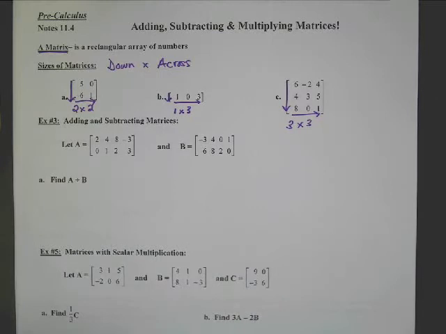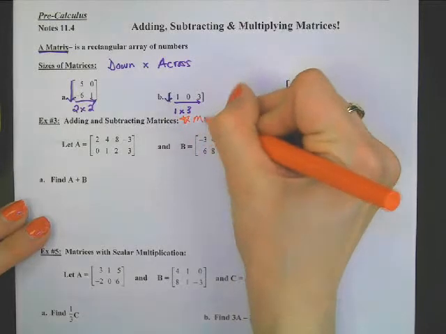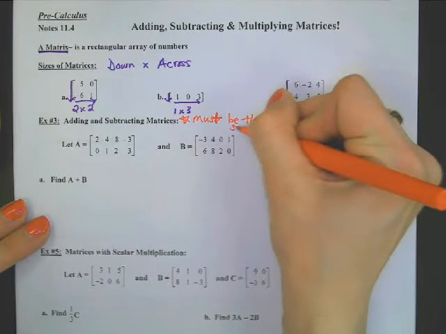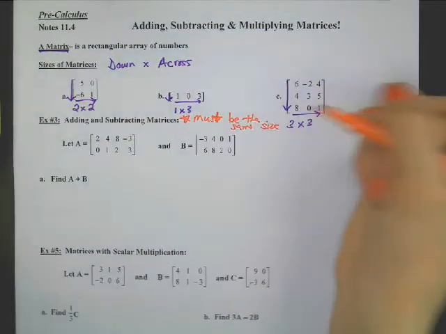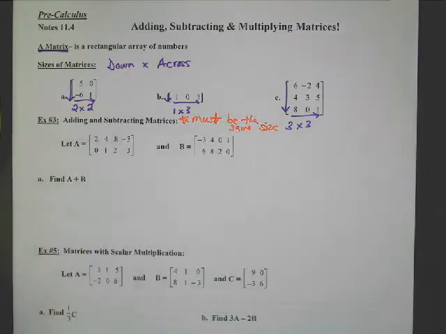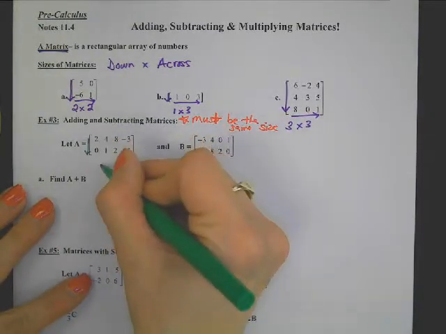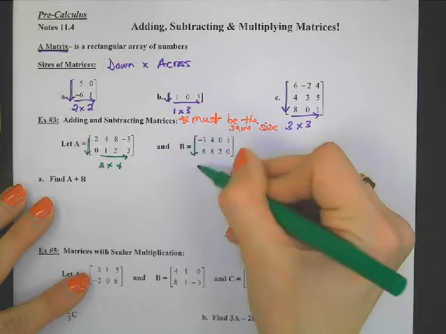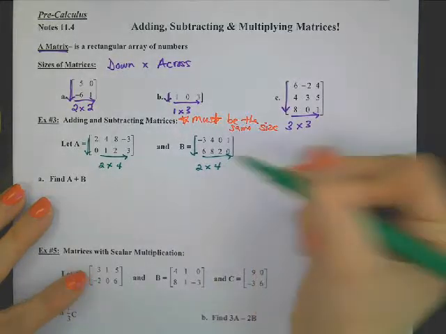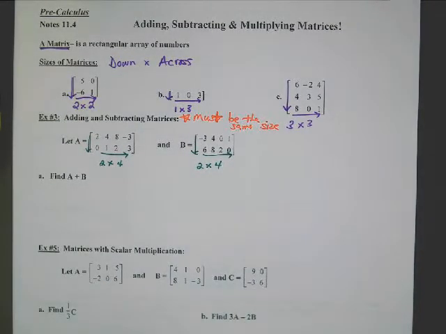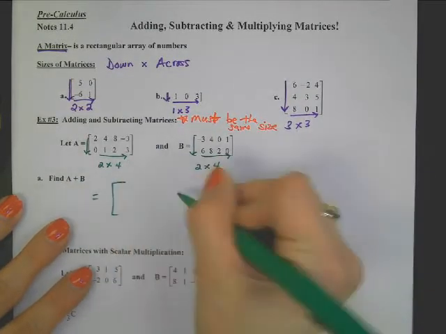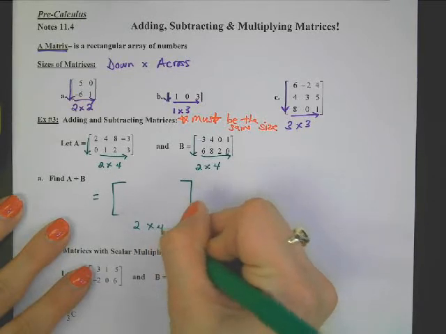Adding and subtracting matrices is really easy. Okay, but they must be the same size. They must be the exact same size. So let's take a look here at matrix A. Matrix A is a 2 by 4. And matrix B is 2 down by 4 across, a 2 by 4. Since they're both the same size, I can find A plus B. And the size is going to be also a 2 by 4.